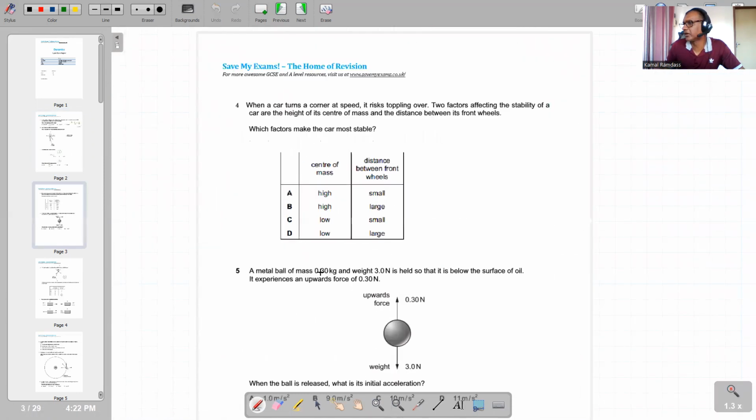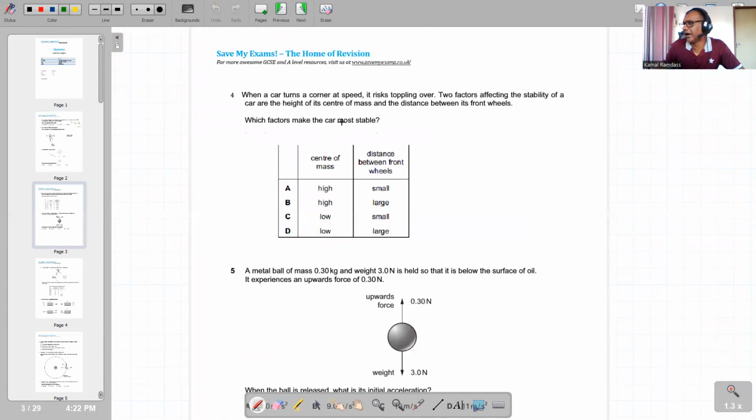When a car turns a corner at speed, it risks toppling over. Two factors affecting the stability of a car are the height of its center of mass and the distance between its front wheels. Equilibrium and center of gravity, nous pas encore faire, mais la réponse c'est, nous besoin dans le lowest center of mass qui est possible, et nous besoin dans largest distance between front wheels qui est possible. Ça veut dire D, c'est la bonne réponse.